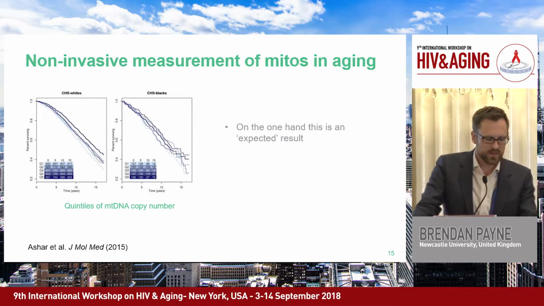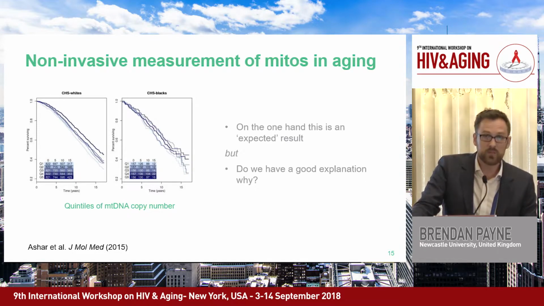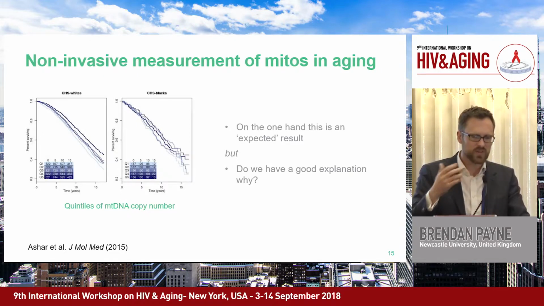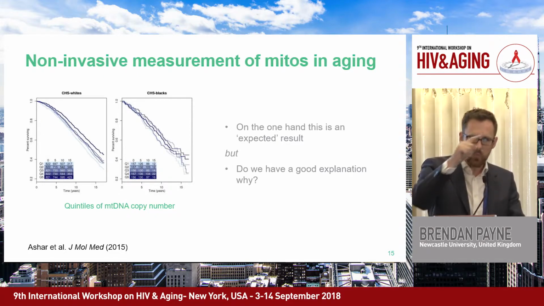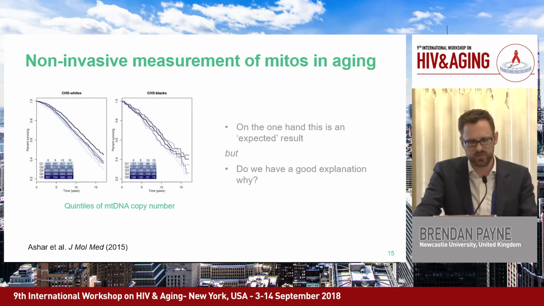Now, on the one hand, I think this is kind of an expected result, making a link between mitochondria, frailty, and aging. On the other hand, my research is predominantly mechanistic, as Julian said, and it's not absolutely clear to me where these changes in blood fall on that mechanistic pathway, and that's something we're actually trying to think about at the moment.